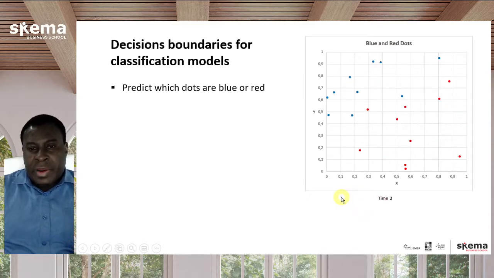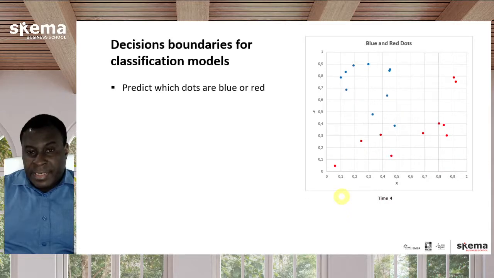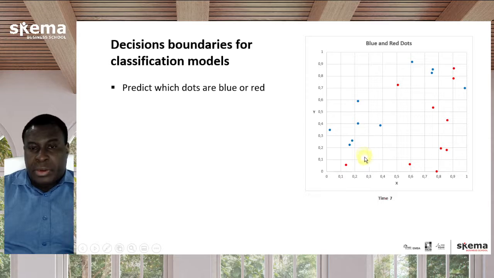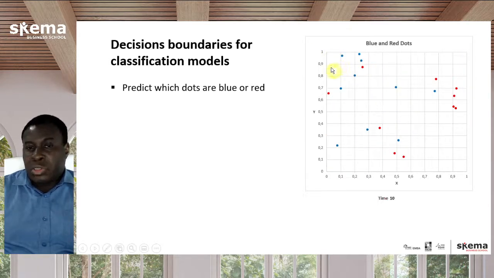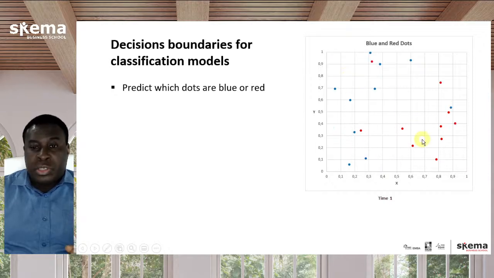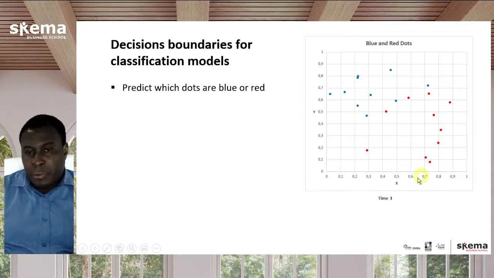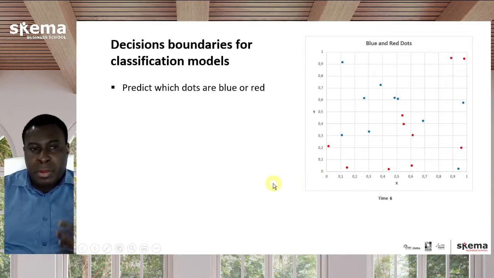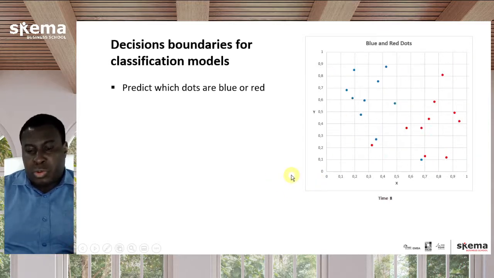So we have here actually simulated data. And I'll tell you right now that there is a general pattern to it, in that in general, the blue dots tend towards the top left corner and the red dots towards the bottom right corner. But there's quite a bit of randomness, so it's not a straight pattern. But we're trying to predict which dots are blue or red.